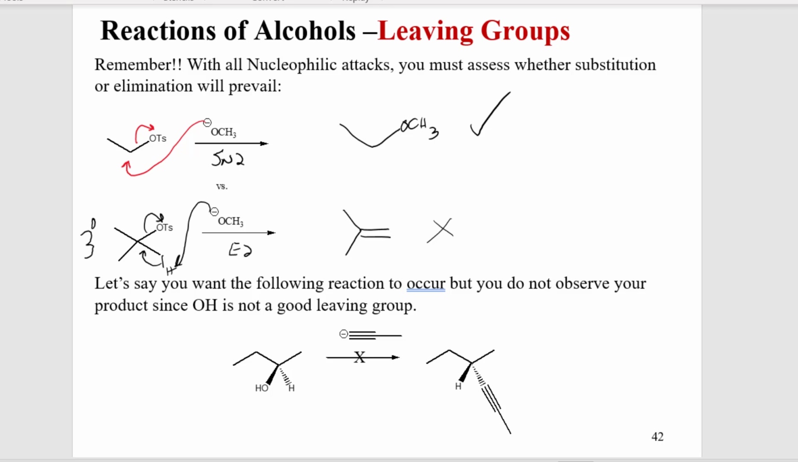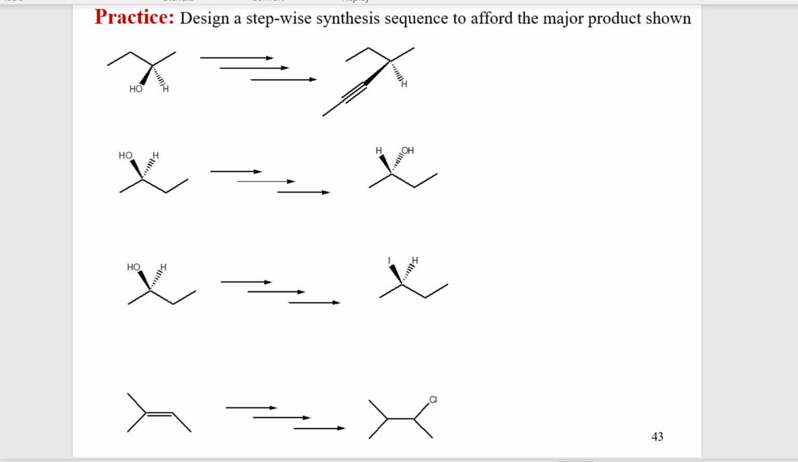So let's say you want the following reaction to occur, but you do not observe your product since OH is not a good leaving group. And this is what we've been doing the whole time. How would you design a route to go from the starting material given to the product shown? Okay, so think about it. You have choices. Here's some more practice in designing pathways to lead from starting material given to product shown.